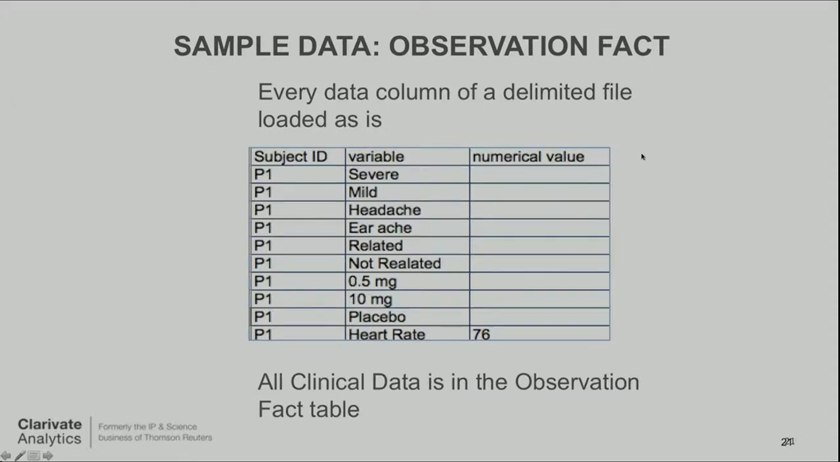So once you load your data, think of it as looking like this. You have subject, variable, subject, variable, one line. And you can have a numerical value for a variable if there is one. So all your data is an observation fact, and the only way to connect it is through this category CD.